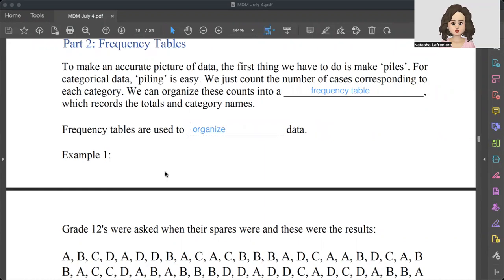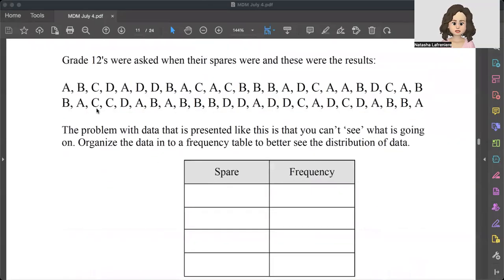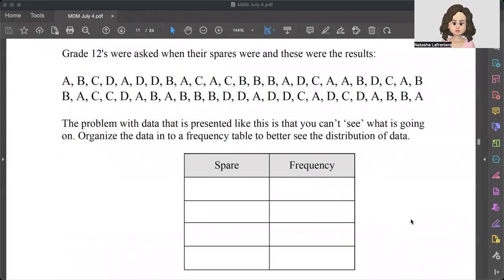So for example, we've got grade 12s who were asked when their spares were. These were the results. Again, there's no natural order to this. It's just kind of all over the place. So I'm going to clear this so I can move forward. Okay, so these are the data that they gave. The problem with data that is presented like this is that you can't see what is going on. So you have to organize the data in frequency tables to better distribute the data.